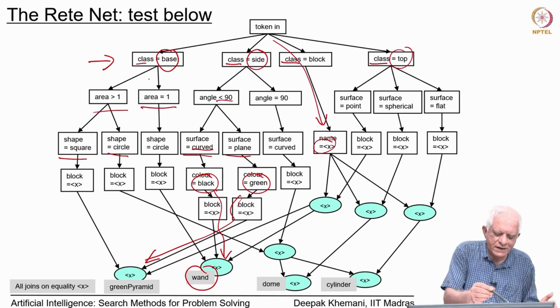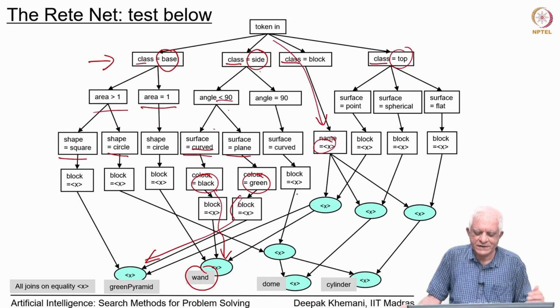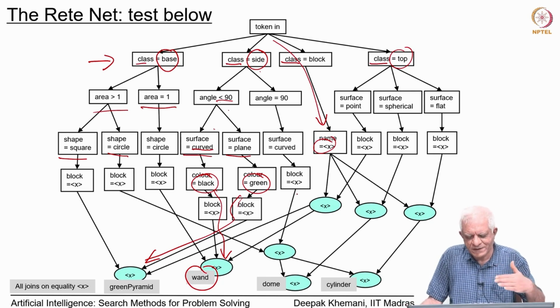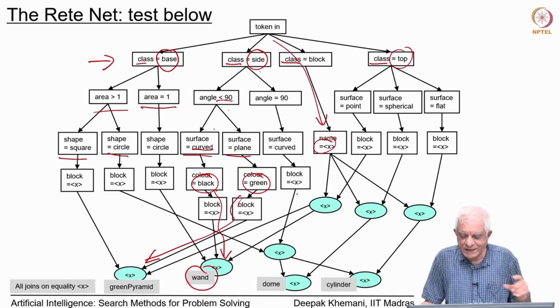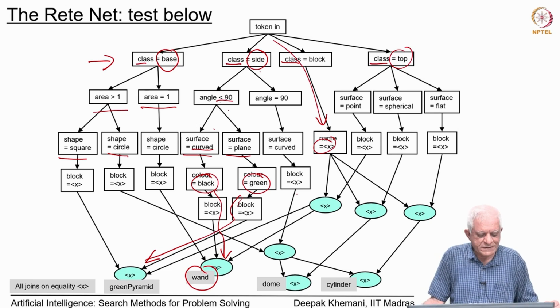So, for the base we are doing area first, then shape. For the side we are doing angle first and then whether the surface is plane or curved, and then if there is a color involved and things like that. So, the order of tests can be anything and all of them will be equivalent. It is just that some networks will be larger than other networks essentially, and the same test may be repeated in more than one place essentially.